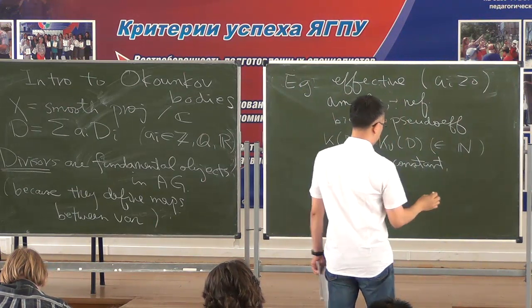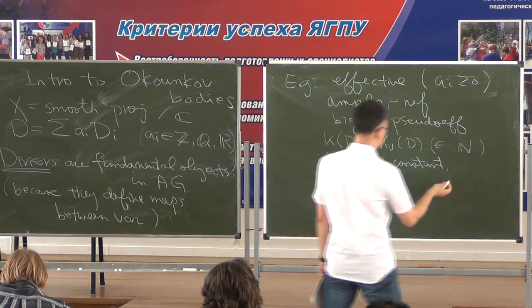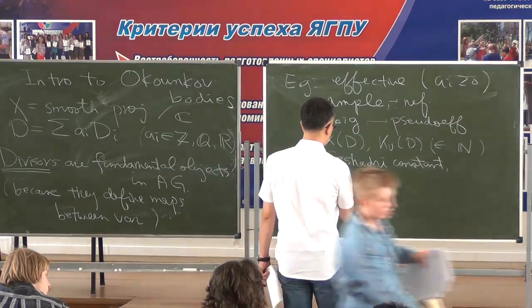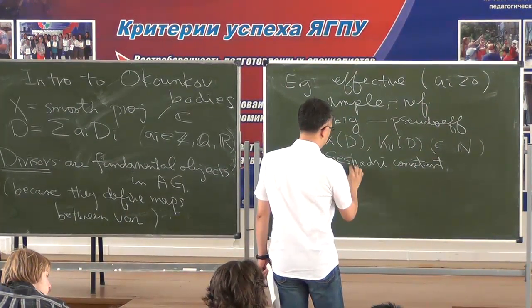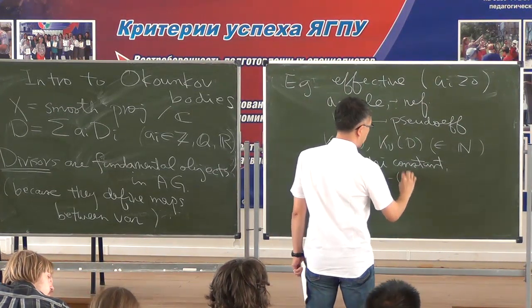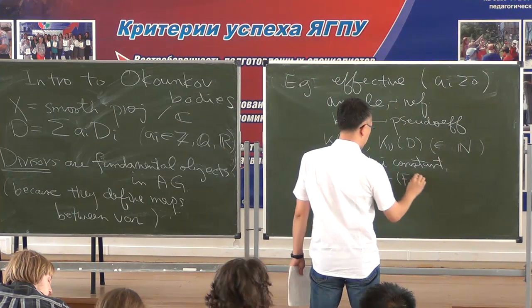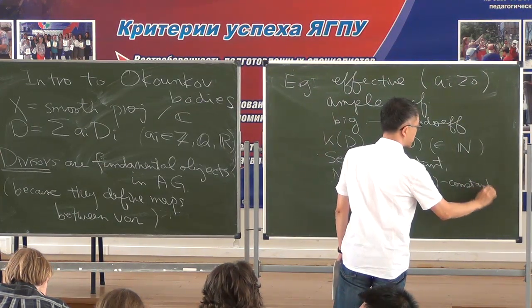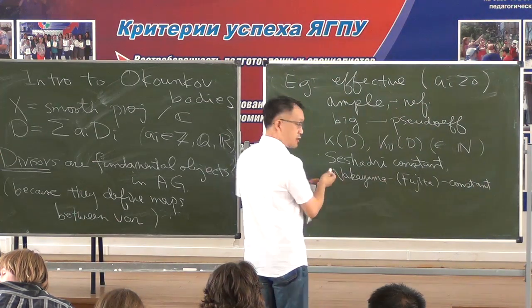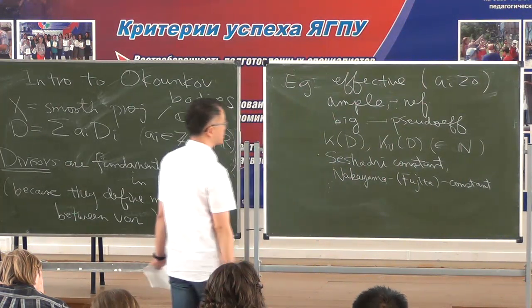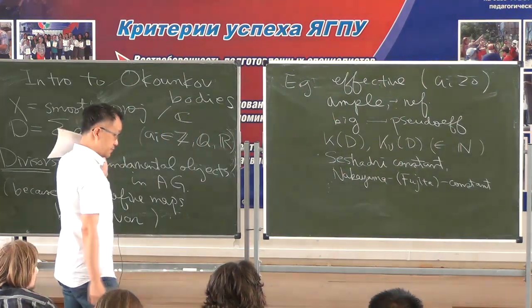And so the next one has many names. So I call it the Nakayama constant, but some people call it Nakayama-Fujita constant. Anyway, sometimes it's called the pseudo-effective threshold. And I will also define this later. And there are many other invariants attached to divisors.